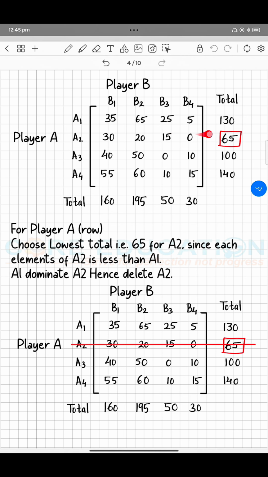Deleting A2 will not affect the matrix. That's why we are deleting A2, since each element of A2 is less than or equal to the elements of A1. So A1 dominates A2.